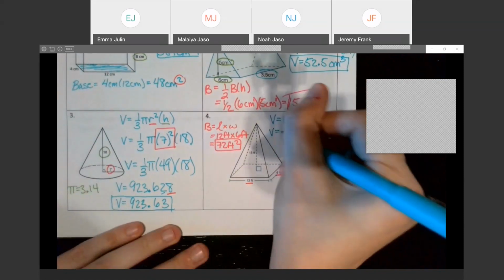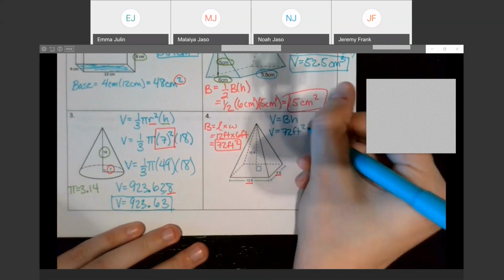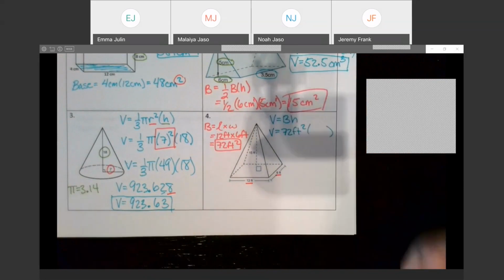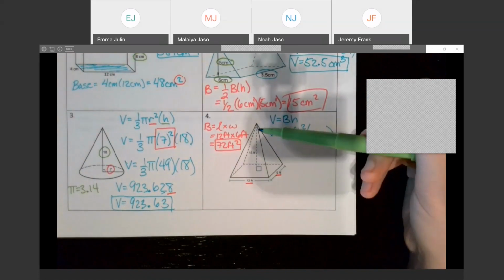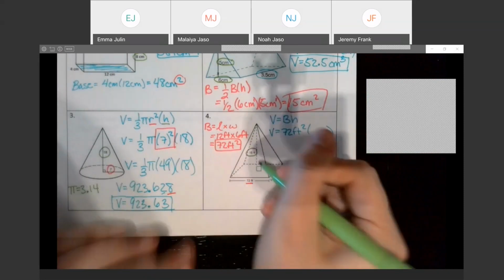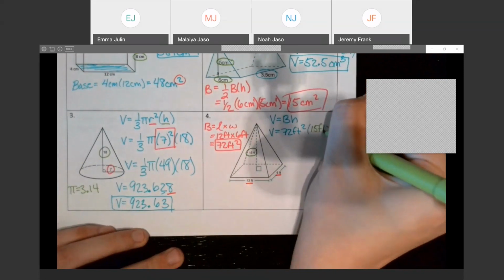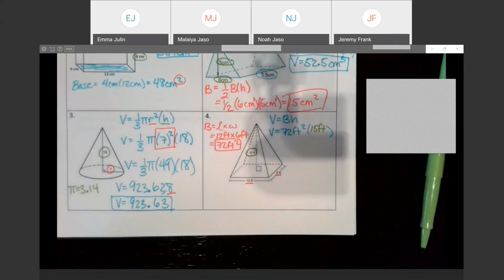So volume is equal to 72 feet squared. And now we just have to substitute in height. And again, the height is just talking about how tall the pyramid is. And that's listed right here. Your height for the pyramid is 15 feet. So substitute in that known value for the variable. And now you just multiply through.